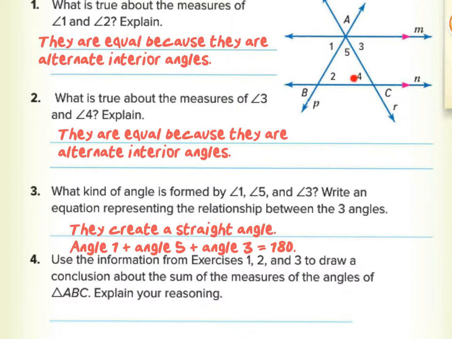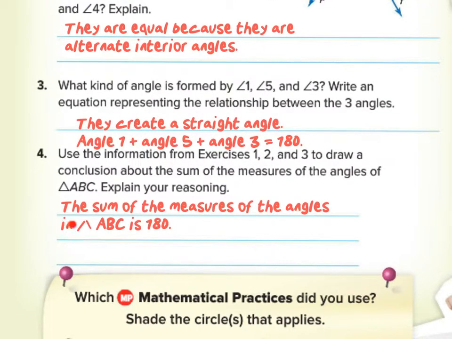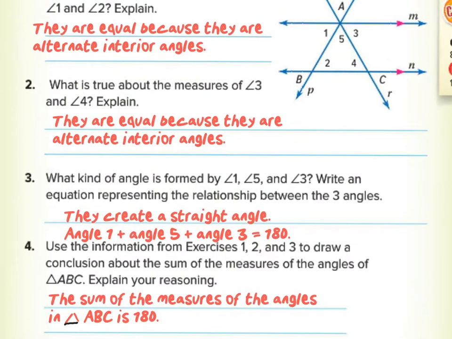By substitution. We know what 4 is, and we know what 2 is, because 1 equals 2 and 3 equals 4. So we can solve the sum of all 3 angles, right? And the sum of all 3 angles should equal 180. That's what the sum of all angles in a triangle equals. So what can we say? I would say the sum of the measures of the angles in triangle ABC, you like my little triangle, I can finish it with a little line underneath there, is 180.